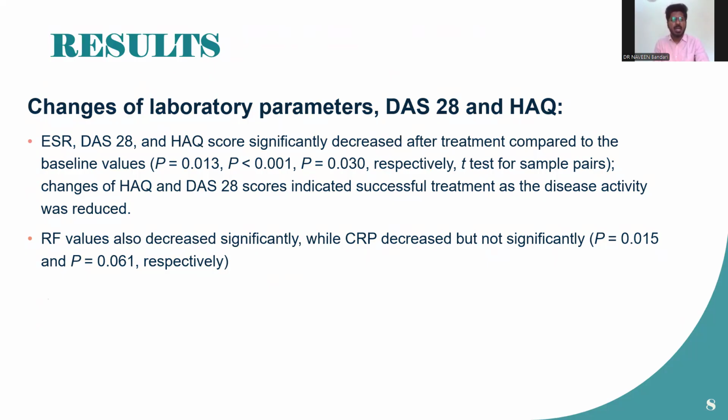Results, changes of the laboratory parameters, disease activity score 28 and HAQ. ESR, DS28 and HAQ score significantly decreased after treatment compared to the baseline values, and the p-values were calculated using the t-test for sample pairs. The changes in HAQ and DS28 scores indicated successful treatment as the disease activity was reduced. Rheumatoid factor values were also significantly reduced, and CRP values were also decreased, but not significantly decreased post-treatment.